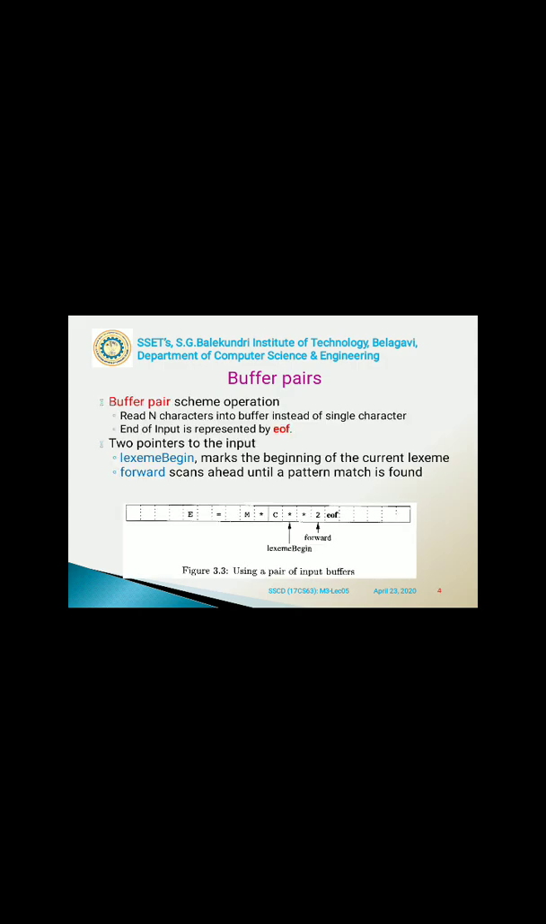Now just see how it works. The buffer pair is going to read n characters into the buffer instead of a single character. This is very important, hence it reduces the time. It reads the entire input and stores it in a buffer, and if your input is unable to load into one buffer, then automatically it loads the other buffer. So this is a great advantage in the lexical analyzer.